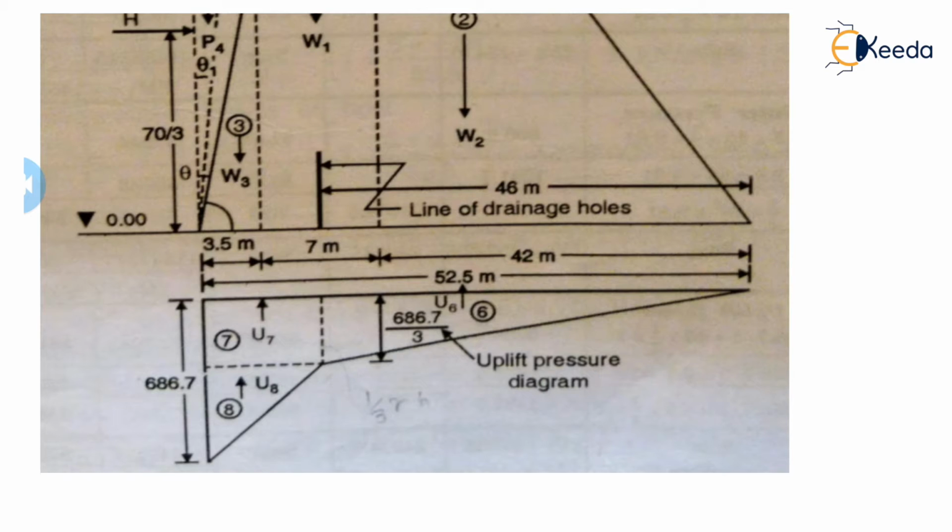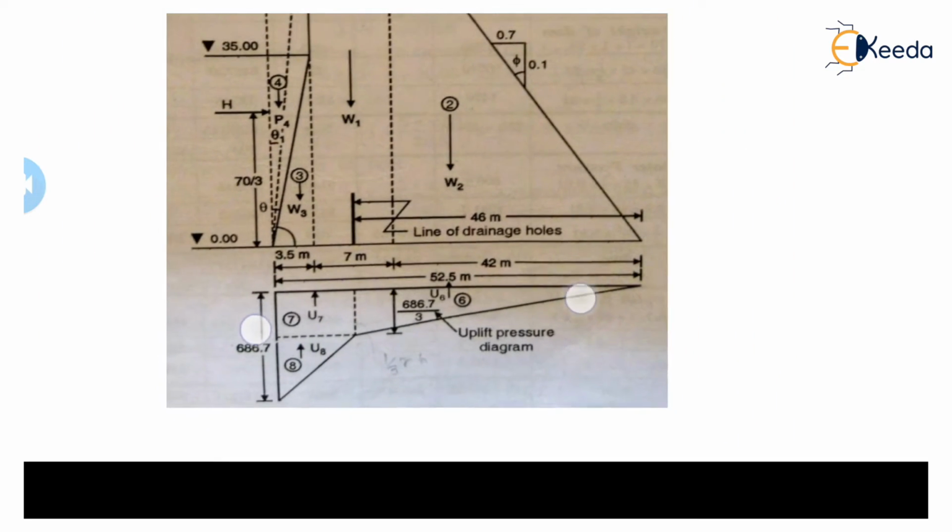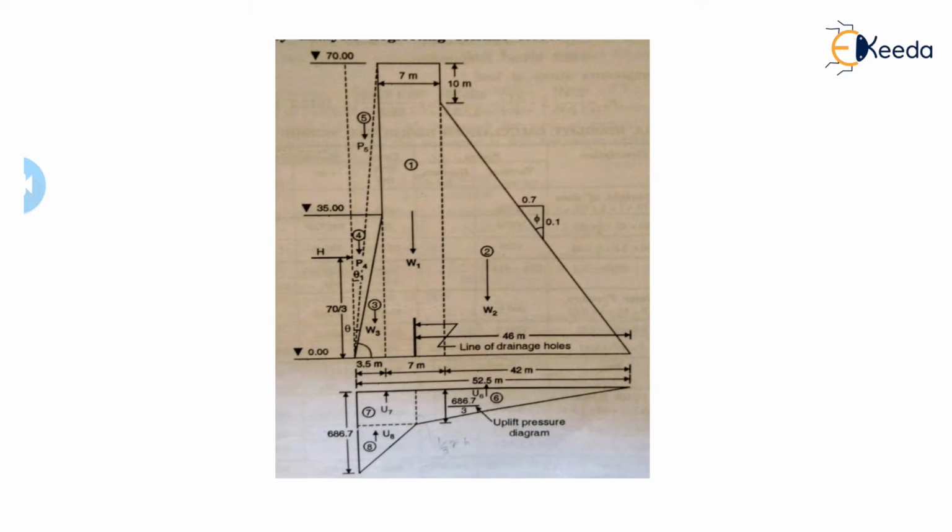For the U8, again it's a triangular one, so half into base into height. So half base is 6.5, and height is 686.7 minus 686.7 divided by 3. The value which remains will be the height of the U8 section. So half into base into height will be the pressure and the force of the U8 section. So in this manner we are going to find out the uplift forces.